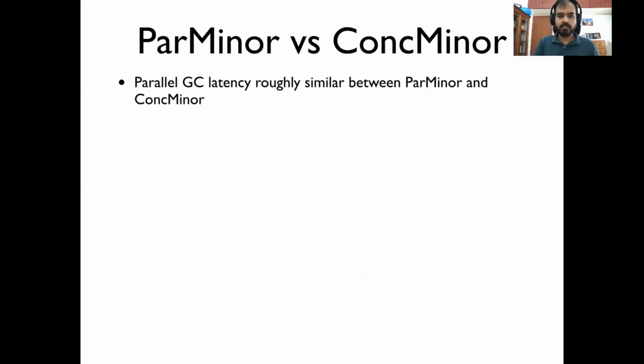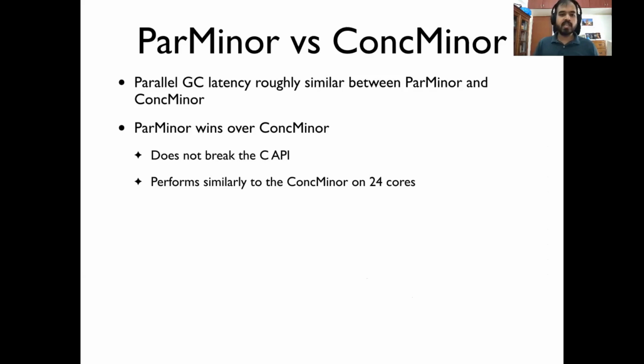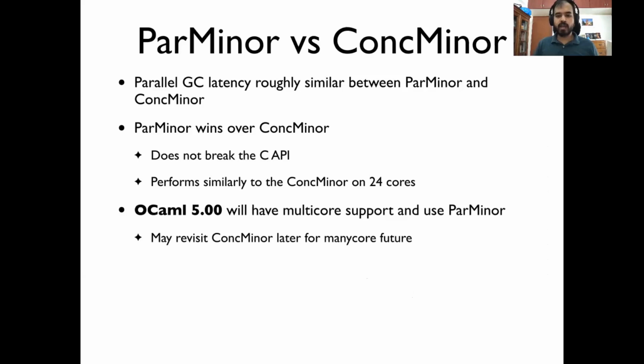And in our minds, parallel miner wins over concurrent miner, because firstly, it doesn't break the C API and it performs almost similarly up to 24 cores. And OCaml 5.0, which will have multicore support, will use parallel miner. We may revisit concurrent miner later, for a time when commodity machines will have a lot more cores than they do now. I'll stop here. Thank you.